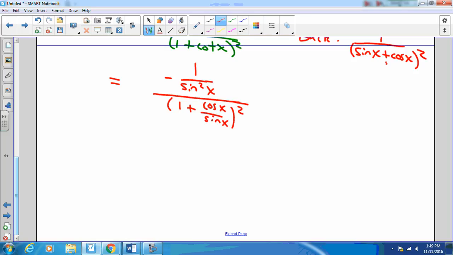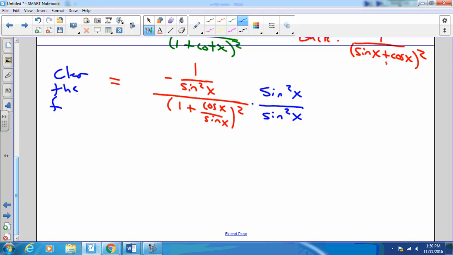Where from here? So multiply the denominator and top by sine squared x. Good. Multiplying top and bottom by sine squared so that we can clear the compound fraction. See it?